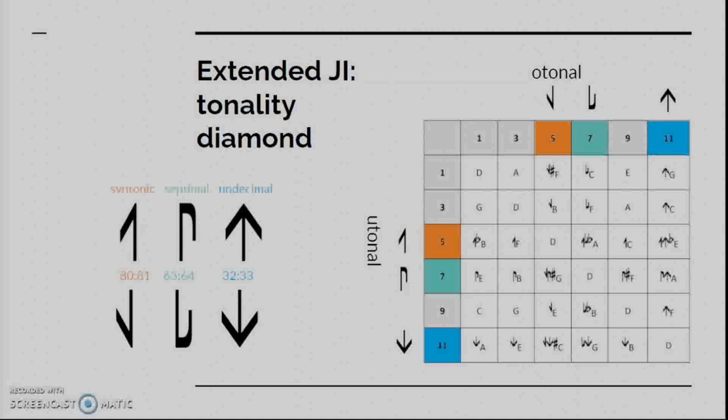Some of you no doubt recognize these ratios. 80 to 81 is the syntonic comma, 63 to 64 is the septimal comma, and 32 to 33 is the undecimal comma. These are the most important commas in the 5, 7, and 11 limits, respectively. You can see here that, unlike with the EDO notation we just looked at, sometimes multiple Sagittals are used on a single note in order to reach the desired pitch.